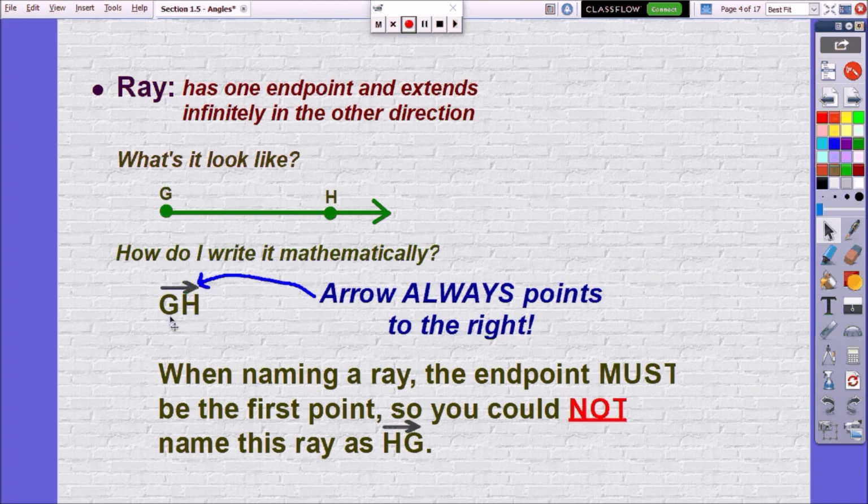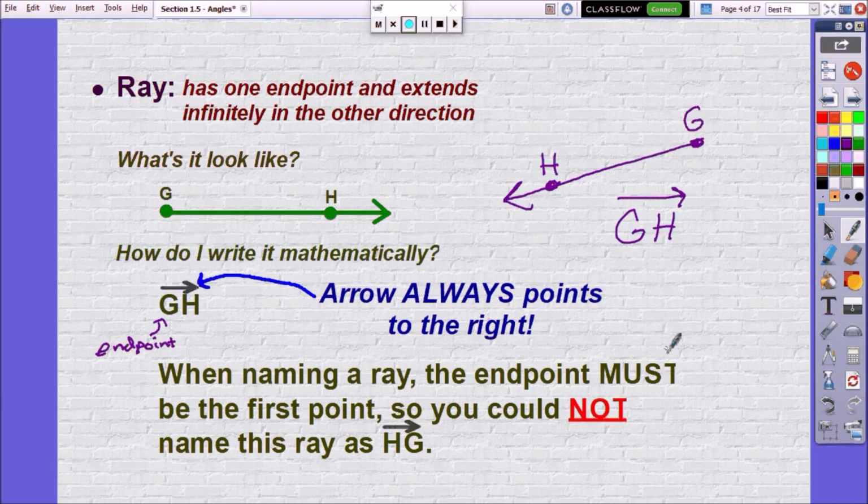So the other thing is we're going to have our two letters, and again, that first letter, that G, must always be the end point. But the little baby ray, sorry, this isn't barbecue sauce, but this little baby ray that's up above our two letters, it always points to the right. Even if I had a ray that looked like this, let's say this was ray GH, I would still name it just like this. So even though it's going in the wrong direction of going right, the little baby ray symbol always points to the right.